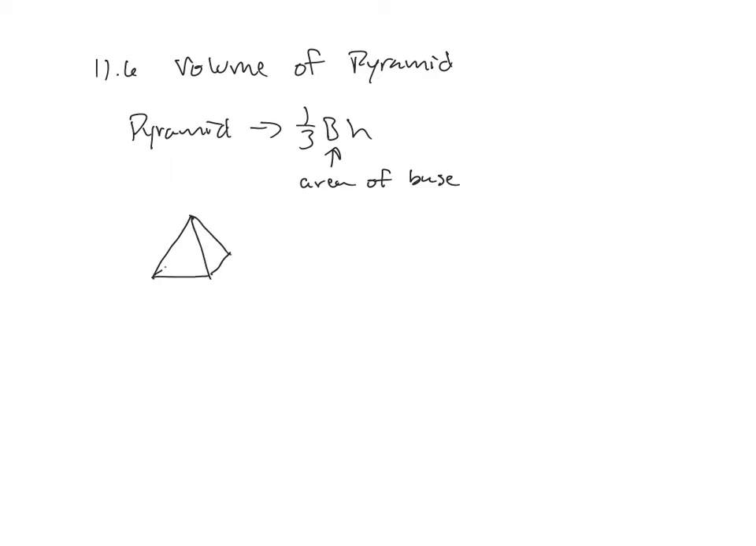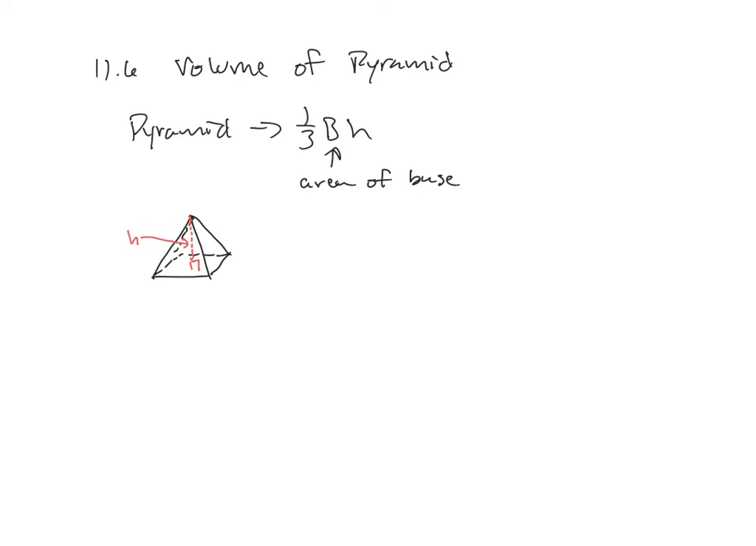Remember that in a pyramid, when we did surface area, we were concerned about the slant height, which was that height down one of the sides, where in volume we need the height of the pyramid, which is right down through the center, from the peak of the pyramid straight down. So you'll see a right angle at the bottom.